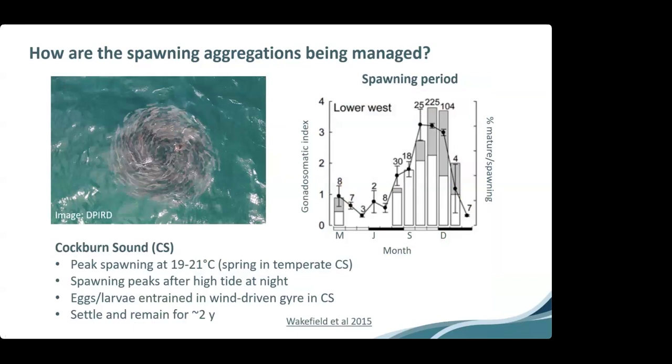In Cockburn Sound, peak spawning typically occurs at about 19 to 21 degrees Celsius, which is spring in temperate Cockburn Sound. Spawning peaks after high tide at night, and the eggs and larvae are entrained in a wind-driven gyre that occurs at that time of year in Cockburn Sound. So the eggs and larvae settle out and remain in that embayment for about 2 years before moving out to coastal reefs.